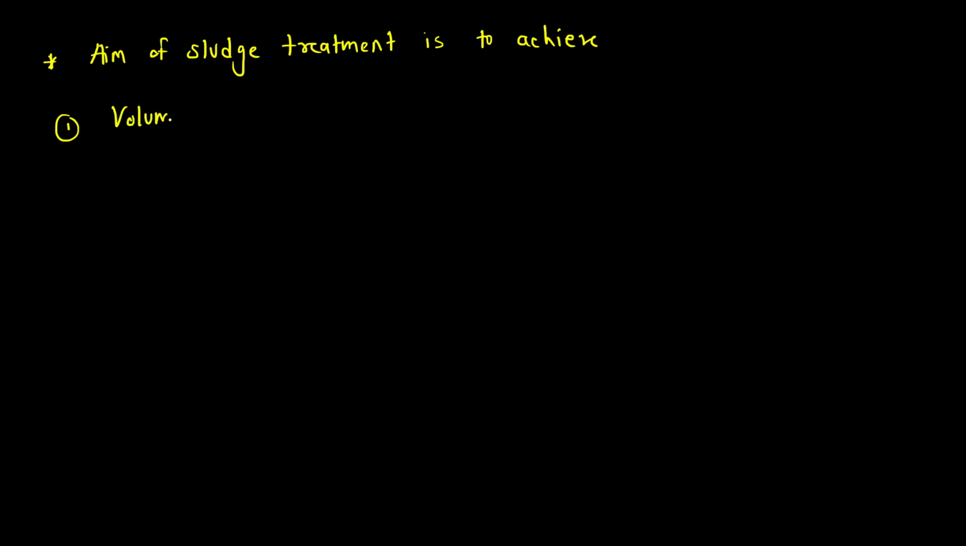Now what does sludge treatment aim for? So the aim of sludge treatment is to achieve two things. The first thing is volume reduction of sludge, and the second one is strength reduction of sludge.